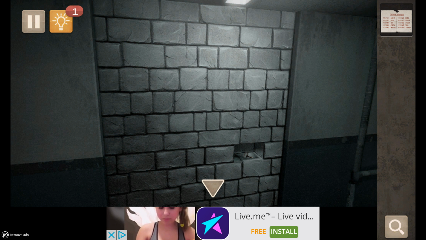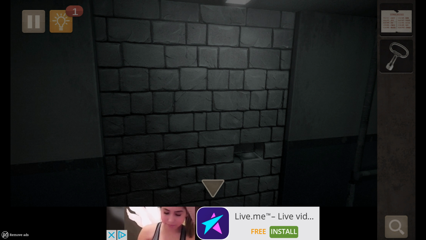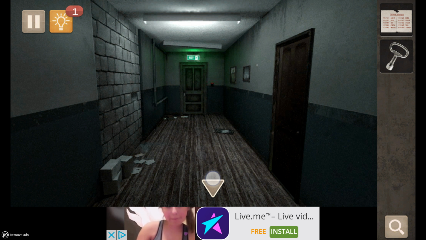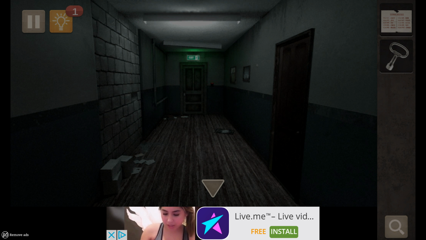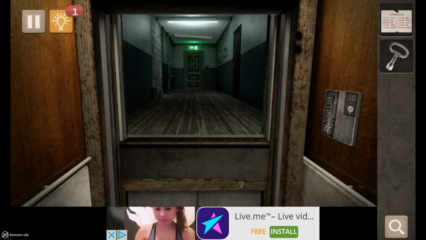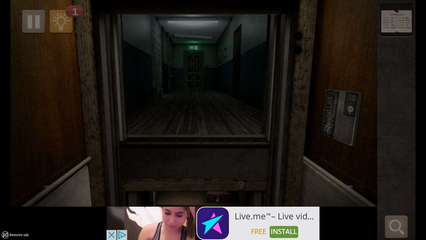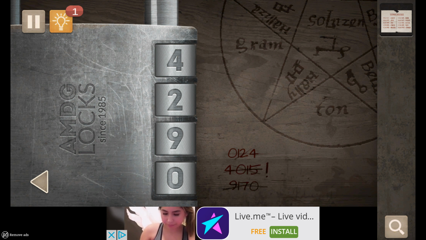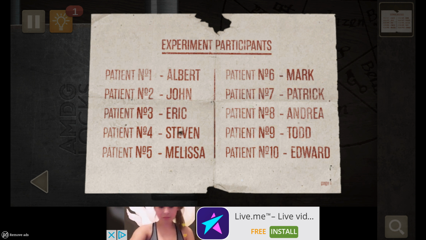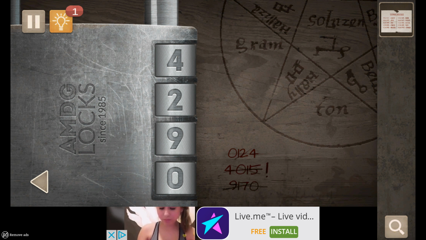Oh, yep. Awesome. So we get a little key. Let's try that in the elevator. It looks like it's the same shape there. Cool. And now we have a little lockbox, it looks like. So we have 7, 4, 2, 8.